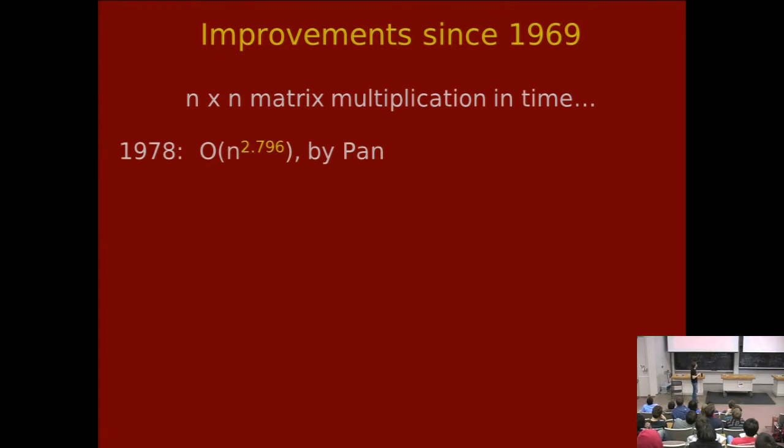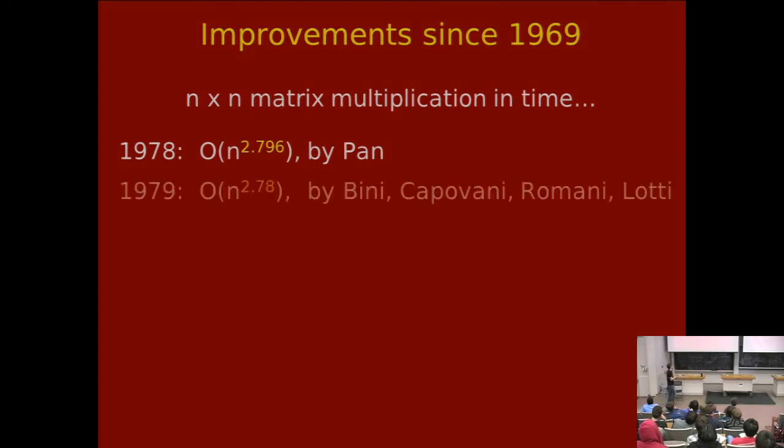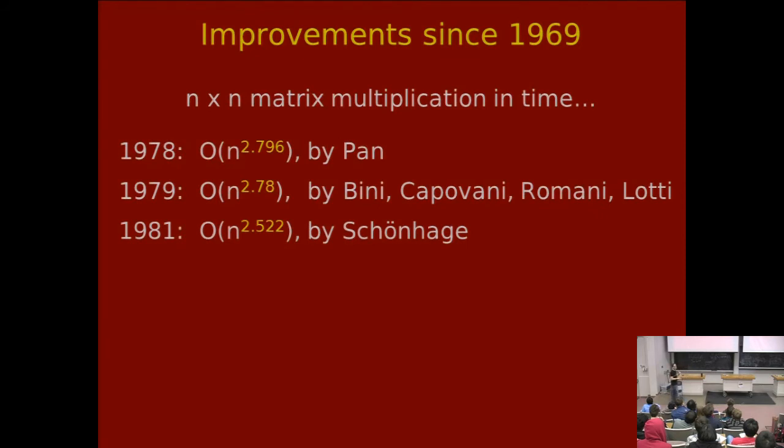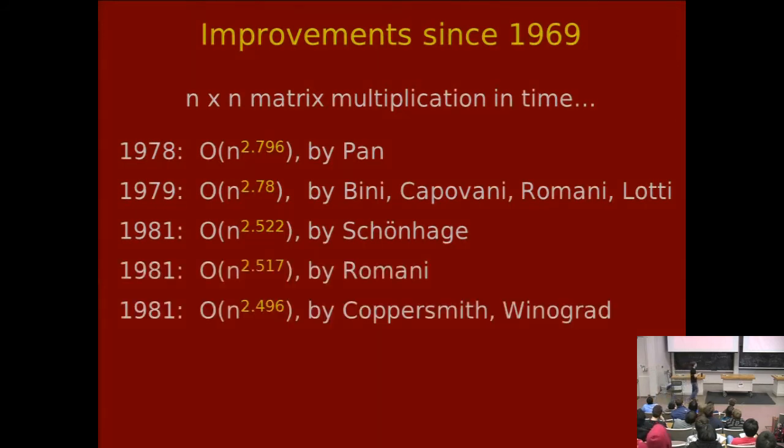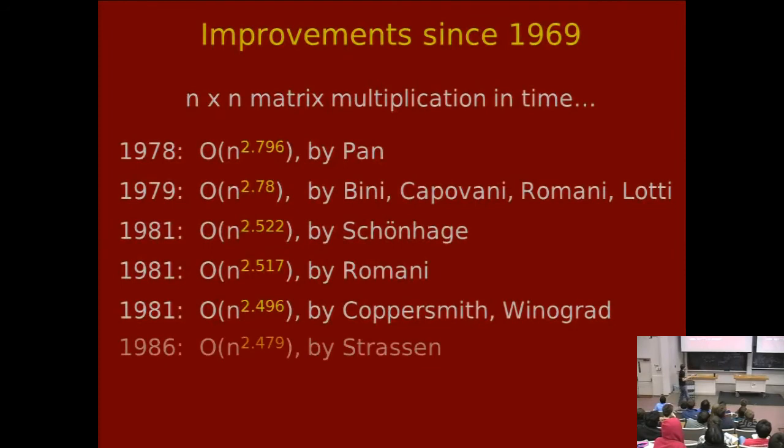So actually, it took a long time to get this number improved. It was finally done by a guy called Pan. In 78, he got 2.796. And then the race was on. 2.78 by some Italian gentleman. Schoenhagen, Strassen's buddy for integer multiplication, got n to the 2.5, which is pretty good. And then Romani was back. Then 2 heroes, Coppersmith and Winograd, beat n to the 2.5. And then Strassen was like, I got to get back in on this. So he got n to the 2.479.